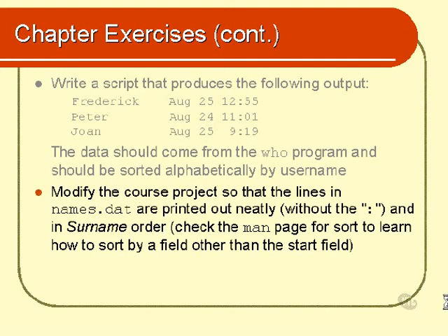So you're probably going to need to use awk to do that. And if you want to do that sorting thing using the filter called sort, you might like to check the manual page for sort to learn how to sort by a field other than the start field. In other words, I believe in our names.dat we've got the first name first and then the surname second, and we actually want to sort on the surname, so we have to sort by the second field in the file.